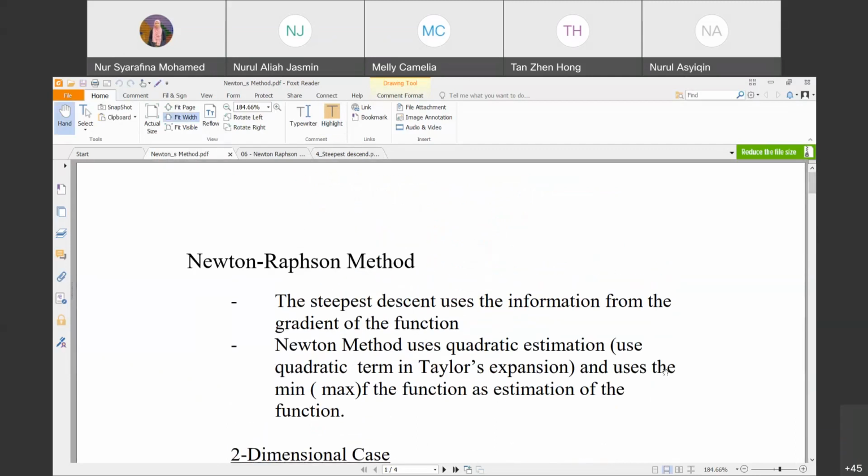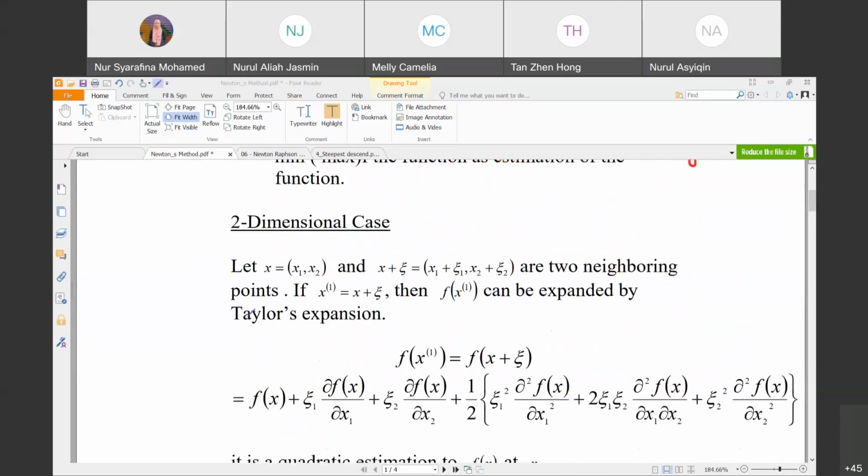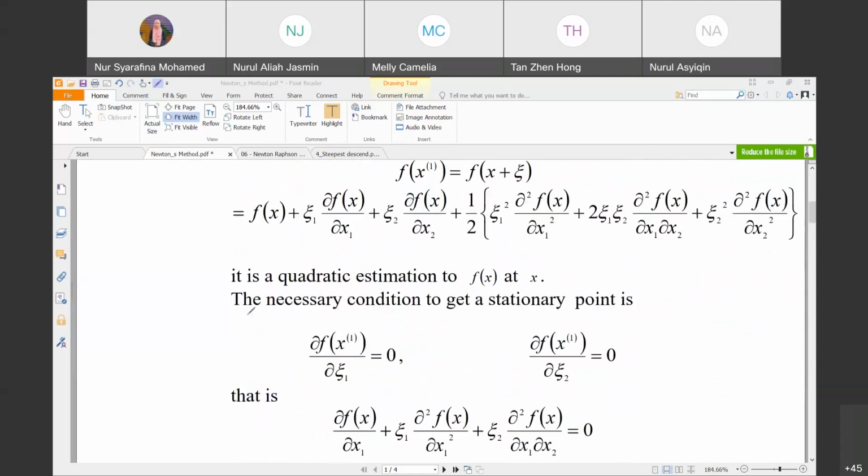Last week we finished steepest descent, which used the information from the gradient. We calculate the gradient. But Newton uses a quadratic estimation, using the minimum or maximum of the function as the estimation. Using the quadratic term in Taylor's expansion means we use the Hessian. Now we consider two cases, two-dimensional and n-dimensional. Let's just discuss n-dimensional, which covers all.